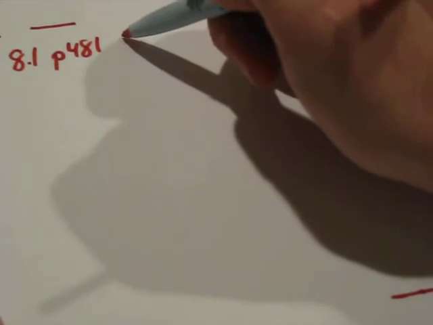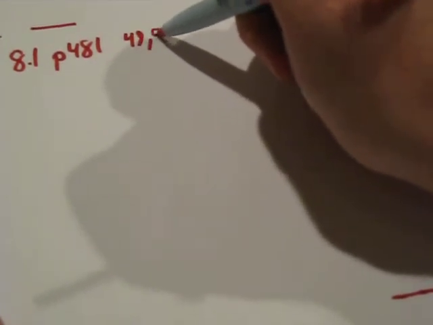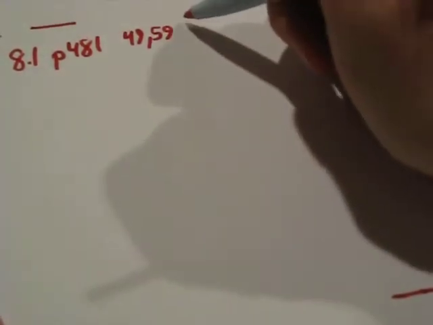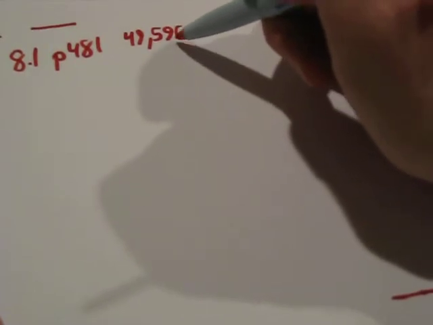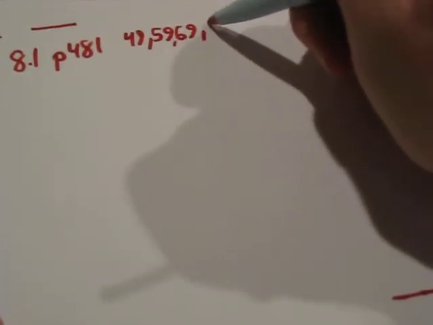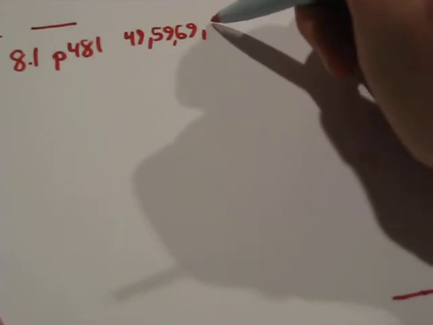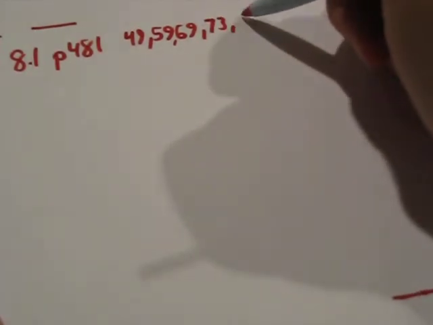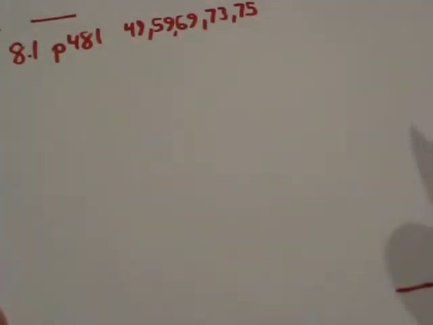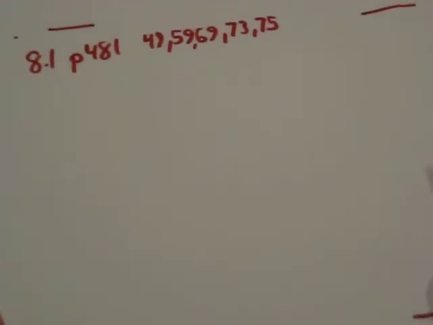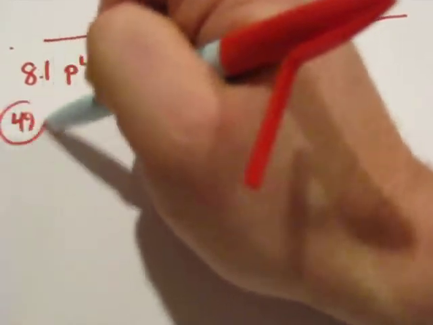We are going to look at problems numbers 49, 59. We're also going to look at problem number 69, and on the next page, on 482, we're going to look at 73 and number 75. So a bunch of problems today just to go over some basic factoring skills and also some simplifying skills. So let's look at problem number 49.